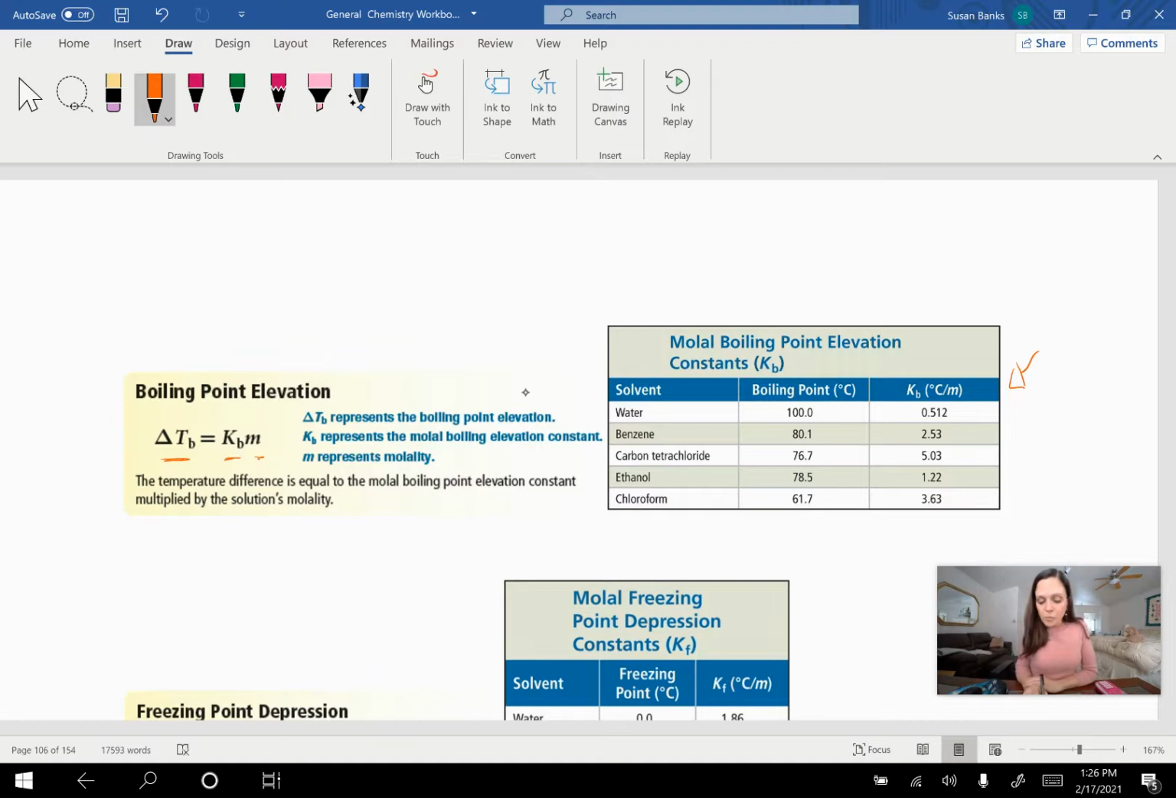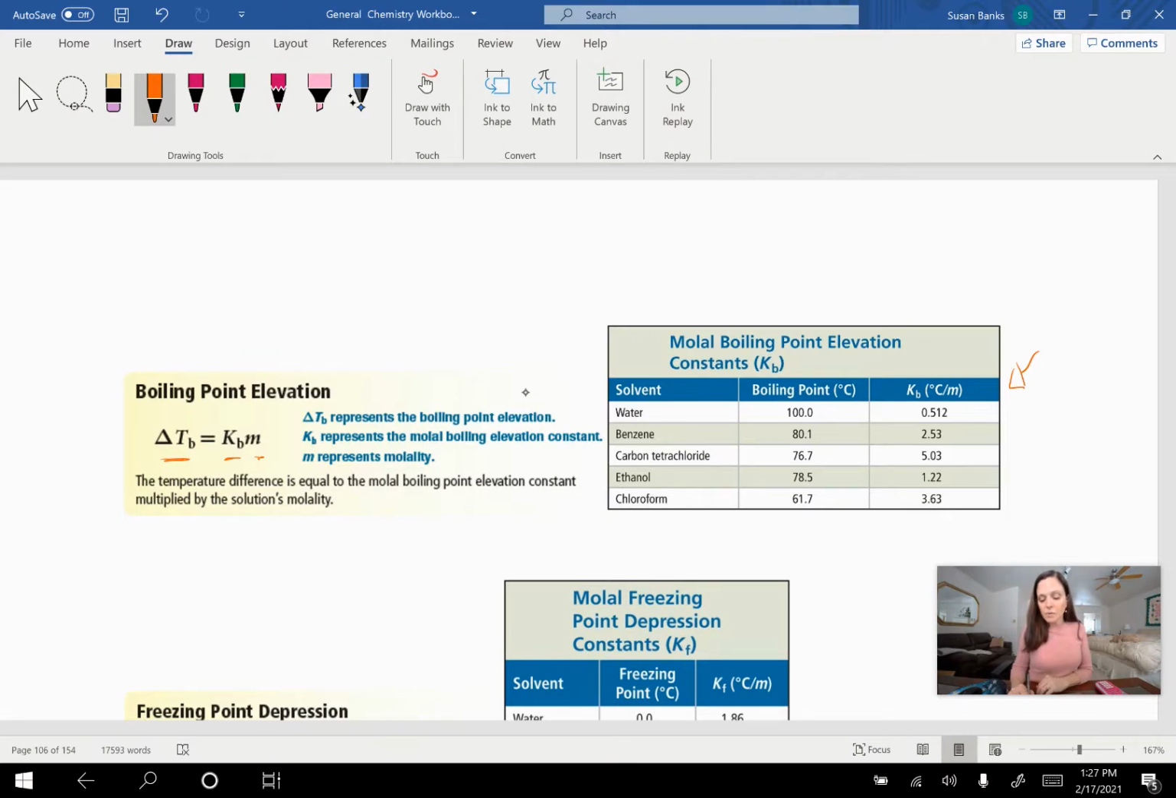Water has a boiling point of 100 degrees Celsius, right? It boils at 100 degrees. So the boiling point constant is 0.512 degrees Celsius per molal. Benzene's boiling point is 80.1, and its boiling point constant is 2.53. Carbon tetrachloride has a boiling point of 76.7. The constant, though, that tells us how much it changes per molal is 5.03. Ethanol has a boiling point of 78.5 and its boiling point constant is 1.22 degrees Celsius per molal.